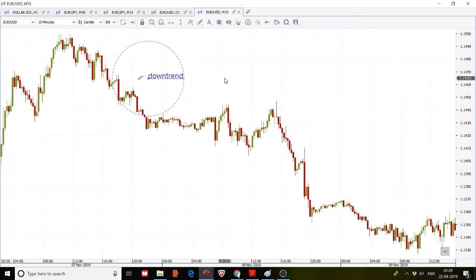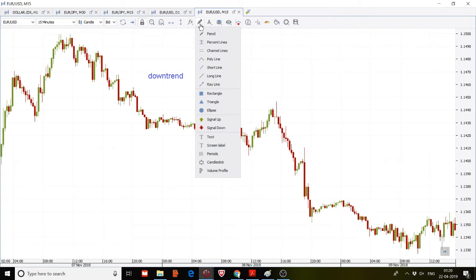So to identify an Elliott wave ascending triangle pattern in a downtrend, we need a series of higher highs and lower highs.